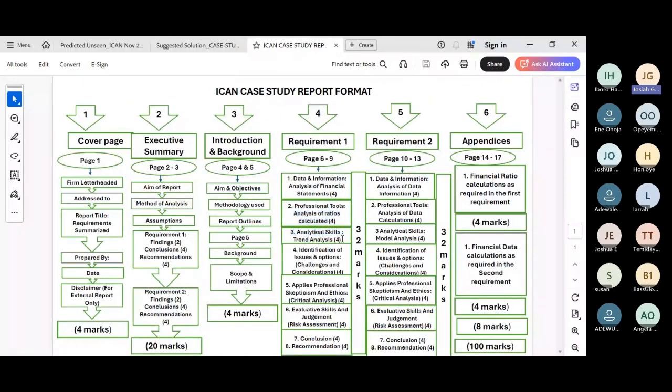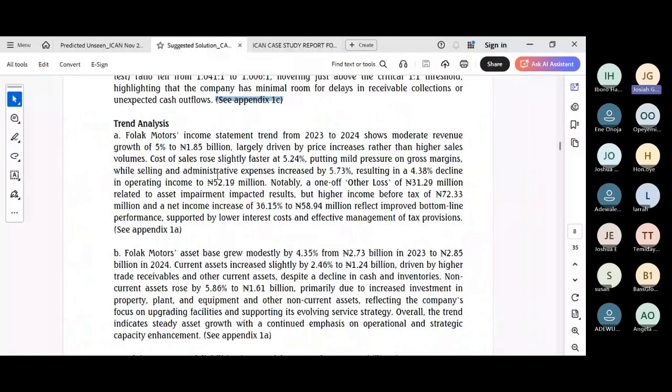The third box we are speaking to is our analytical skills. Now, we said from the income statement, we did trend analysis in the exhibits, which is the appendices, which is appendix A, 1A. So we spoke to the income statement trend from 2023 to 2024 shows moderate revenue growth of 5% to 1.8 billion, largely driven by price increase rather than higher sales volume. We also concluded by saying that the sales or the performance is supported by lower interest costs and effective management of tax provisions, and we said see appendix 1A.